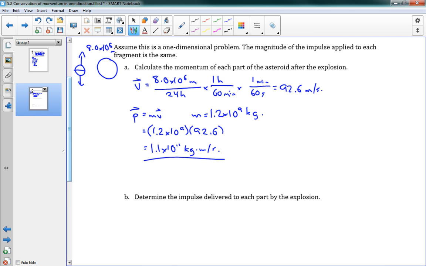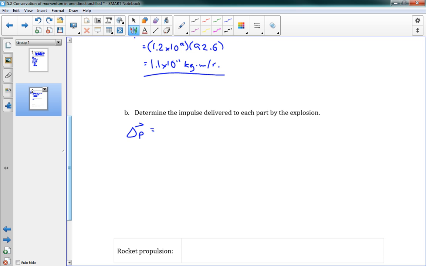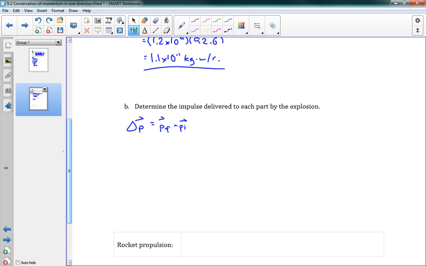Excellent. And last piece here, determine the impulse delivered to each part by the explosion. Well, remember impulse, it's this guy. That's delta p. It's just the change in p. So we can say it's the final momentum minus the initial momentum. Okay. Well, we know our final momentum. And the initial momentum, it started off not moving at all. So we just have 1.1 times 10 to the 11. That's our final momentum. And our initial momentum was 0. So easy enough. We just say that our impulse is the same value, 1.1 times 10 to the 11 kilogram meters per second.